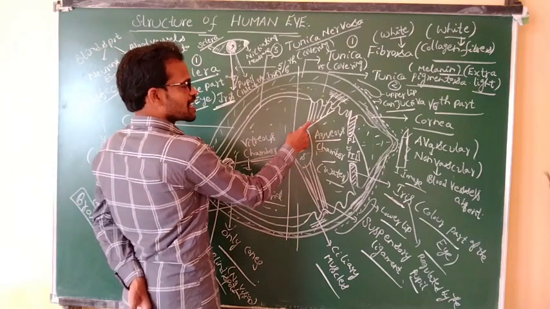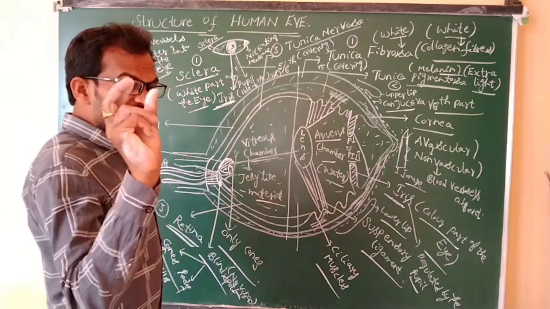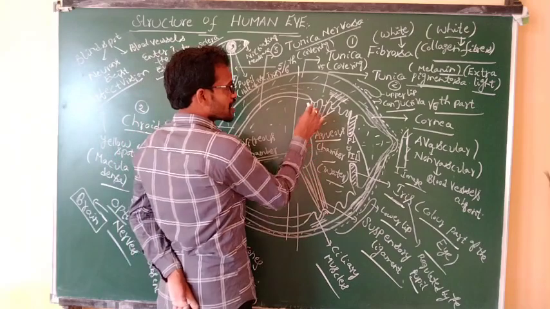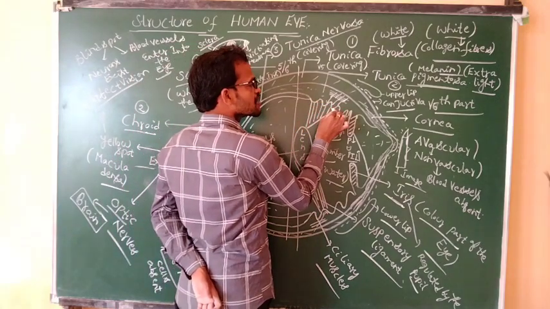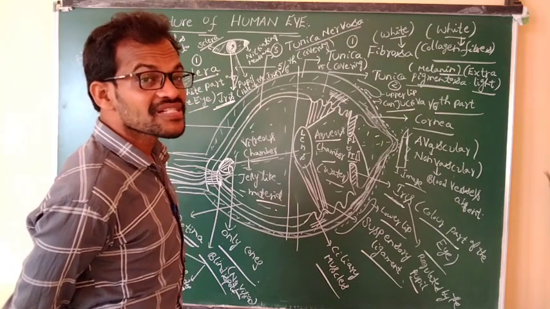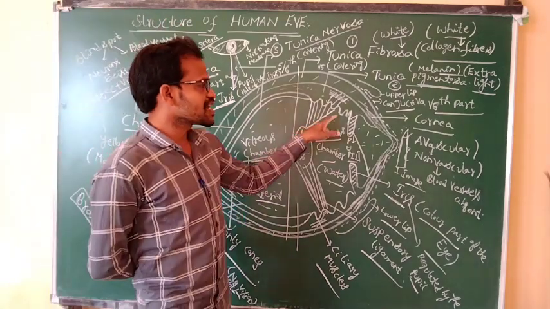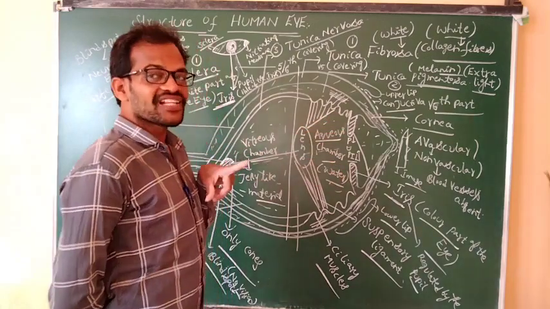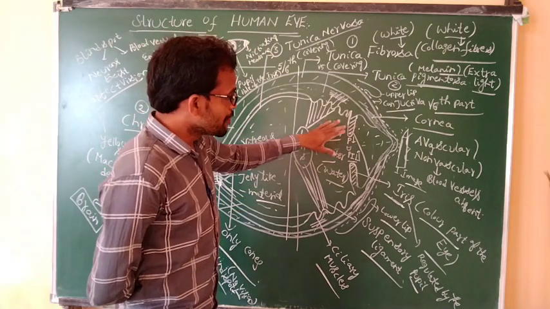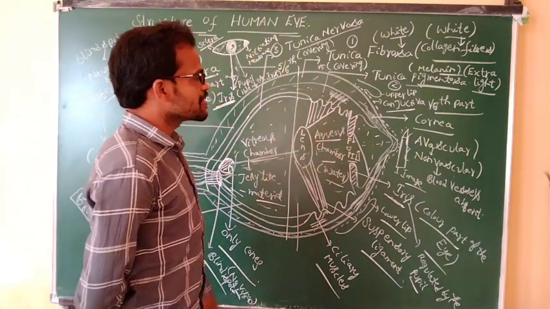The lens is supported by the suspensory ligaments. These suspensory ligaments arise from the ciliary process with the help of the ciliary muscles. The ciliary muscles support the lens. Again, the ciliary muscle forms the iris. The colored part of the eye is known as the iris. Between the iris is the pupil. The iris regulates the pupil.